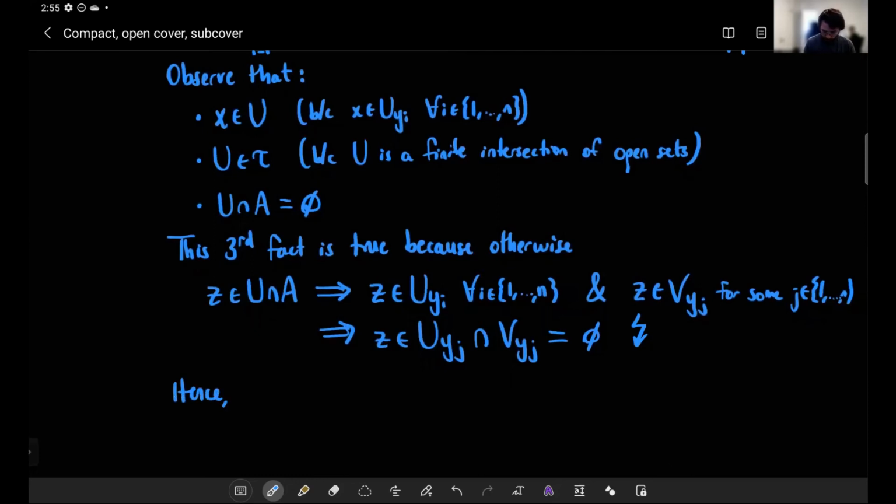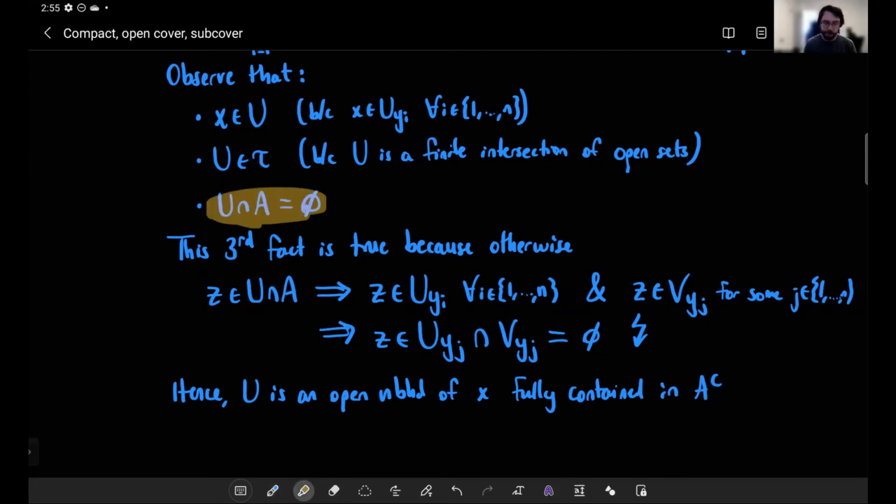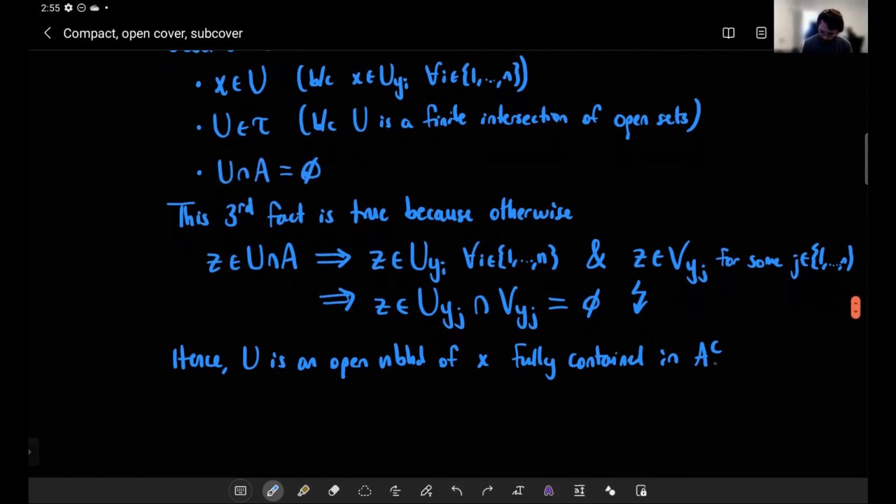What do we have? U is an open neighborhood of X, and U is fully contained in A complement. That's the exact same thing as saying, well, if U doesn't intersect A, it must turn out that every point of U is in the complement of A. So X is in the interior of A complement, but X was an arbitrary point of A complement.